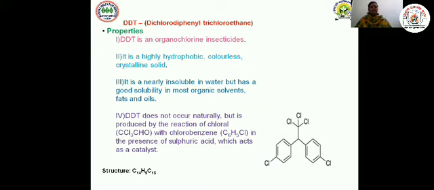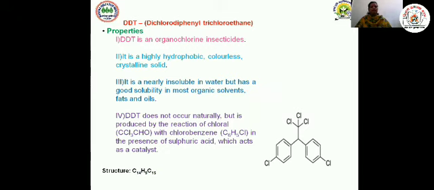First is DDT, long form dichloro-diphenyl trichloroethane. Which are the properties of DDT? DDT is an organochlorine insecticide. It is highly hydrophobic, that is water hating, a colorless crystalline solid. It is nearly insoluble in water, but has good solubility in most organic solvents like fats and oils.